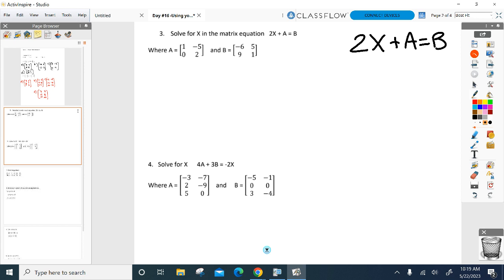We solve for X first. Yep, we solve for X first. Same thing. Still got to do that. So move over the A. Go ahead and move over A. 2x equals B minus A. And then divided both sides by 2.